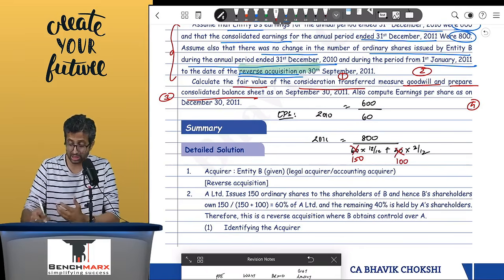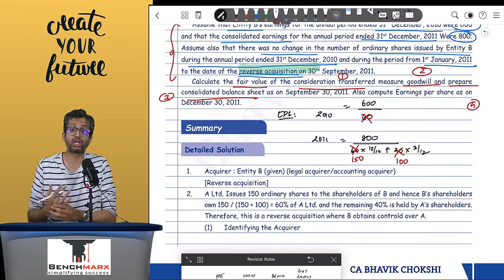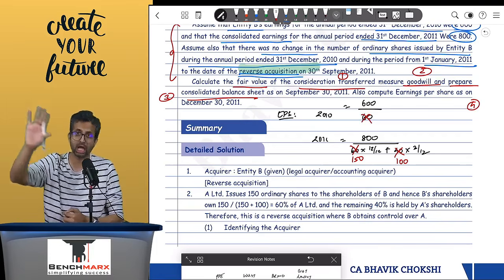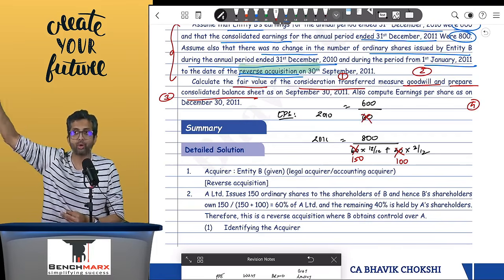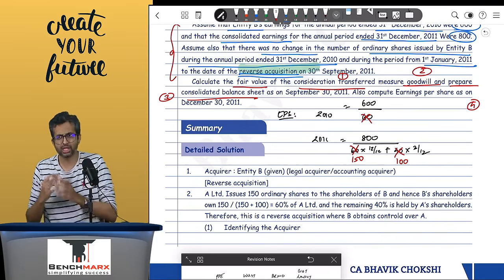Similarly, in the last year, as a matter of fact, there were 60 shares of B. However, we are taking shares of A. Now, this is where students get confused. They say, no sir, A had only 100 shares last time. Perfect. But those 100 shares earned profits of A. We are not comparing with the profits of A. We are comparing with the profits of B. And hence, you should take the shares of B.